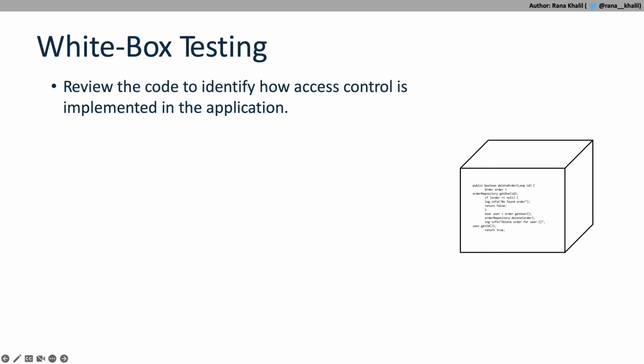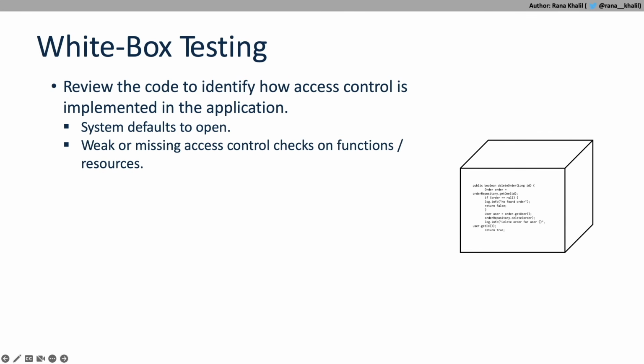However, that's not always the case, and that's what introduces access control vulnerabilities. So things that you want to look for are, one, violations of the principle of least privilege. So you look for situations where a system defaults to open versus defaulting to closed. So what you're looking for is a system that doesn't deny access by default. Next, you want to look for missing or weak access control checks on functions or resources. We saw an example of that in the Spot the Vulnerability Code exercise that we did in the previous section. Because the developer had missed putting a check in his code, any user on the system is able to delete all the orders that are made by all the users on the system.